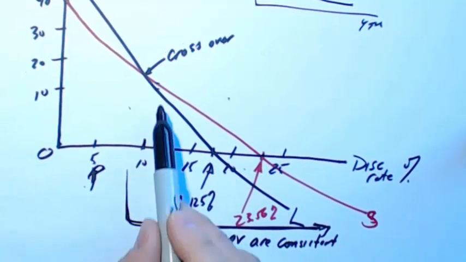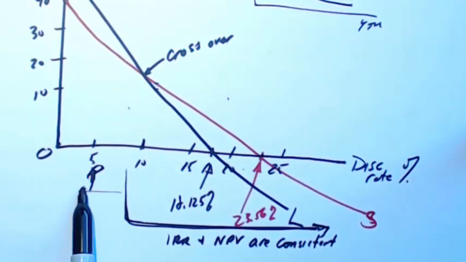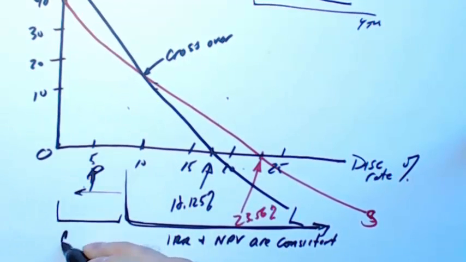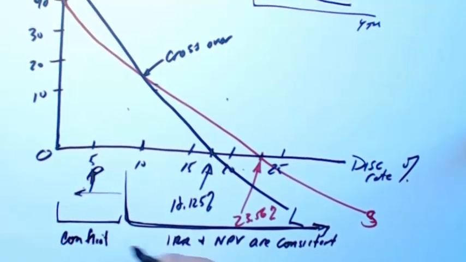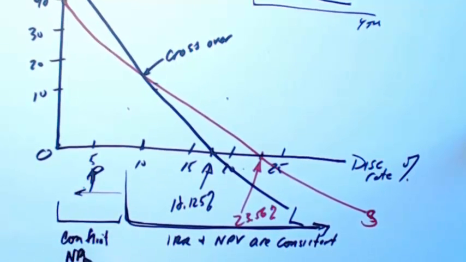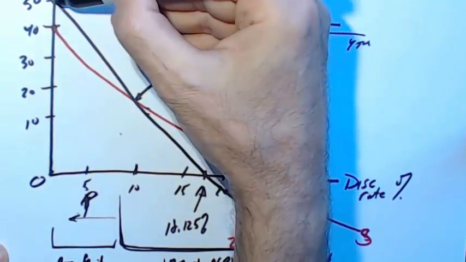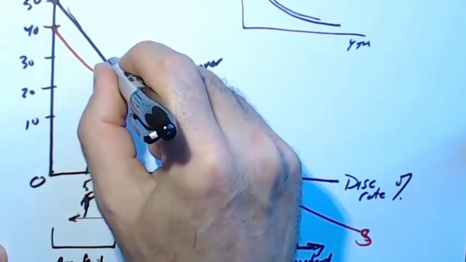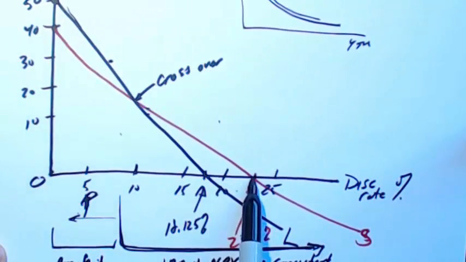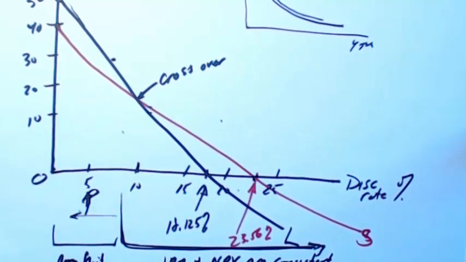Now, when you're below the crossover rate, you get a conflict between NPV and IRR. You get a conflict because net present value is telling you L is the winner, but IRR is telling you S is the winner. They're in disagreement. And you might ask, why is there a disagreement in this particular case? Well, it has to do with the timing of the cash flows. That is the ultimate source of this problem.